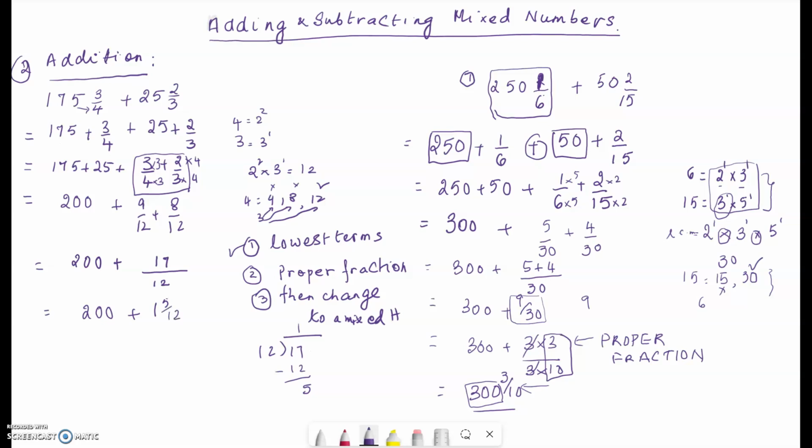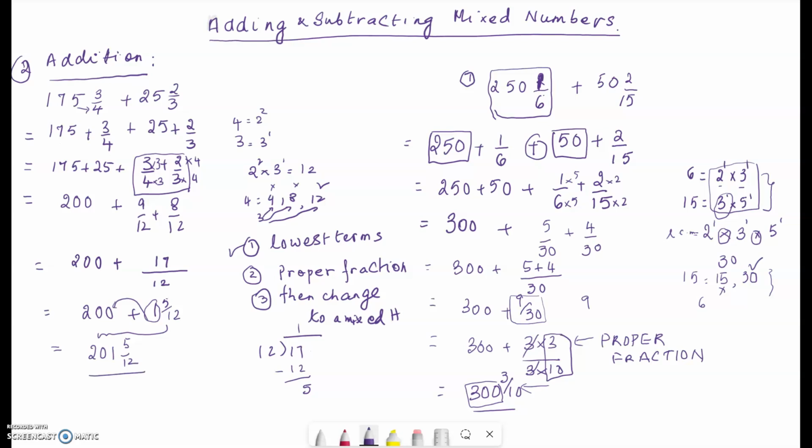We don't keep going because this is not decimal division. We are trying to change it to a mixed number. So we stop here. So now how do we combine these two? We have a whole number. The whole number is added to the whole number. So it becomes 201 and 5 twelfths.